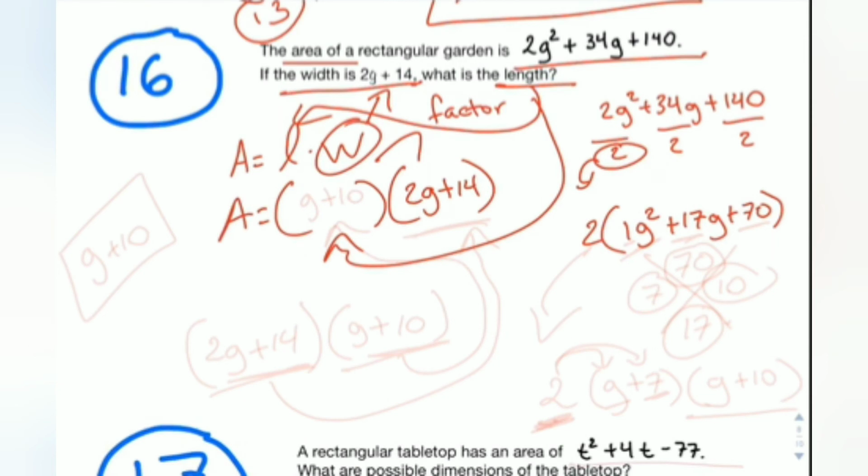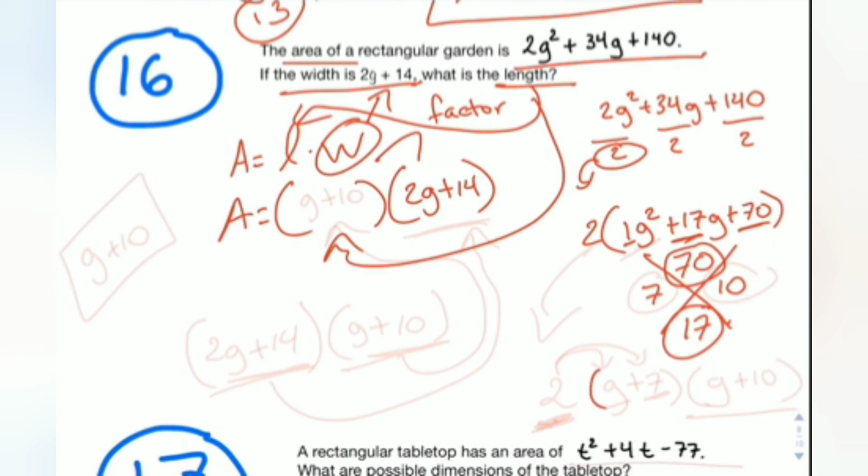Now let's factor. When the coefficient is 1, we grab just the 70. So I need numbers that multiply to 70 and add to the middle term, which is 17. Let me pick 7 and 4. No, 7 and 10. Perfect. 7 times 10 equals 70, and 7 plus 10 equals 17.